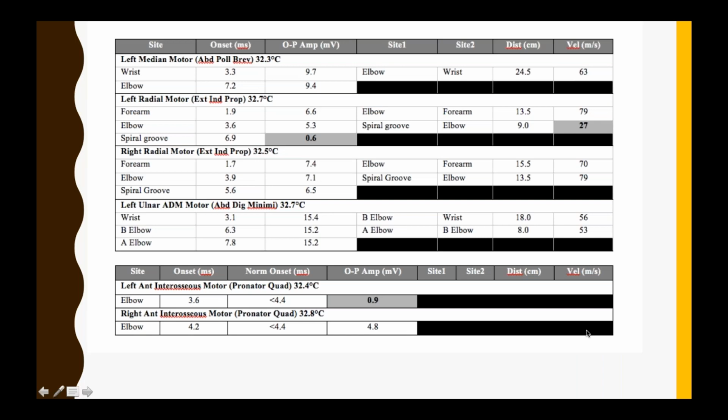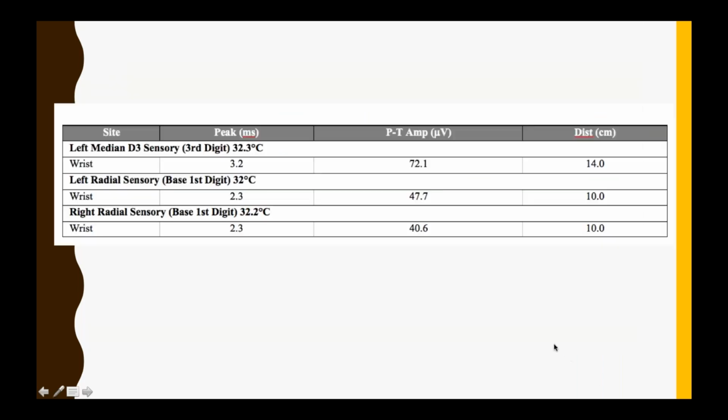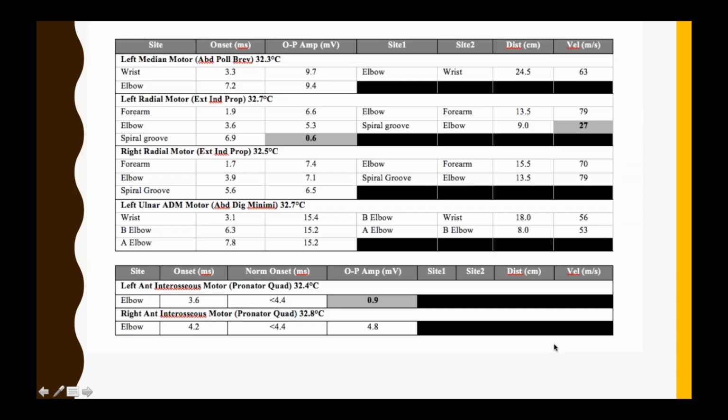So here's looking at her median, whoops, sorry about that. Let's go back. So here's looking at her NCV findings, and we can see that the radial nerve had a significant drop in amplitude from the elbow to the spiral groove, accompanied by a slow velocity. The right side was normal, left ulnar was normal.